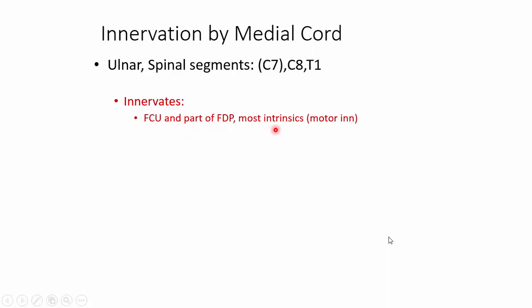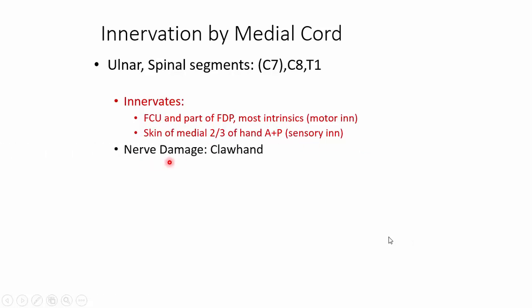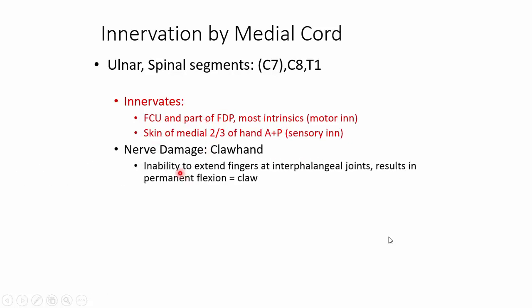Most intensive motor innervation, of course, is to the muscles of the hand. Skin of the medial 2/3 of the hand, anterior and posterior sensory innervation. Nerve damage gives claw hand; we will see it later in pictures. Claw hand anatomically means inability to extend the fingers at the interphalangeal joint, resulting in permanent flexion, equals claw.